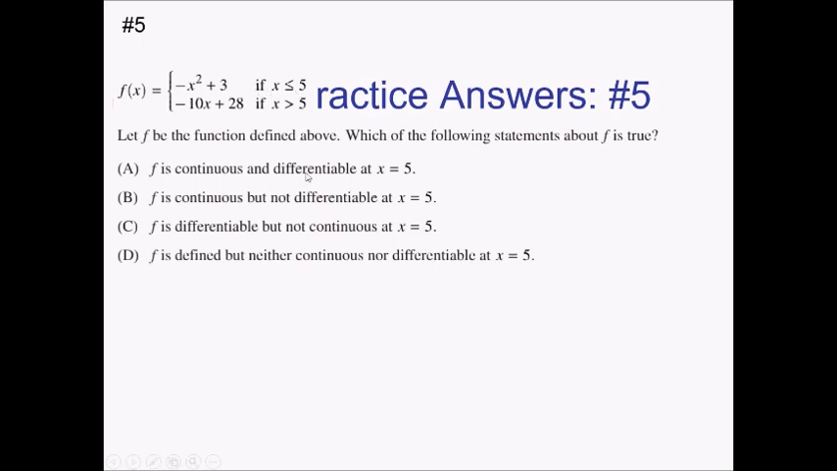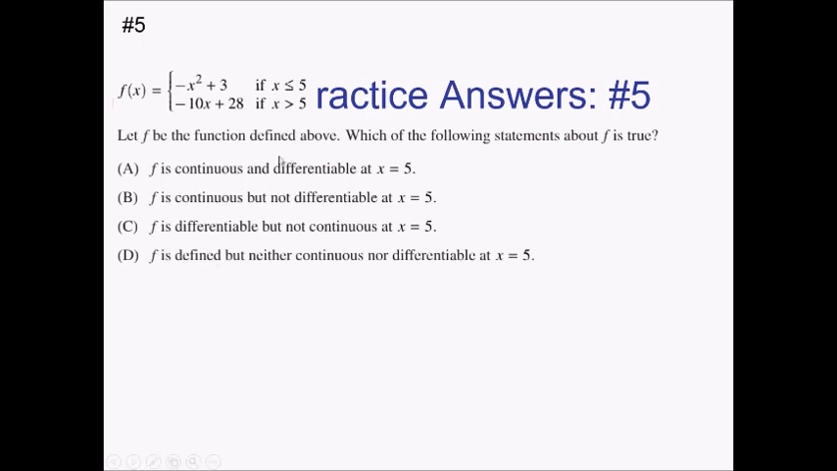But just doing a quick scan of the answer choices. Continuous and differentiable, okay, it's possible. Continuous, not differentiable, also possible. Differentiable, but not continuous. Well, that's just baloney. Something that's differentiable is automatically continuous. So you can eliminate choice C right off the bat without doing any work on this one. And then choice D, defined but neither continuous nor differentiable, certainly possible.